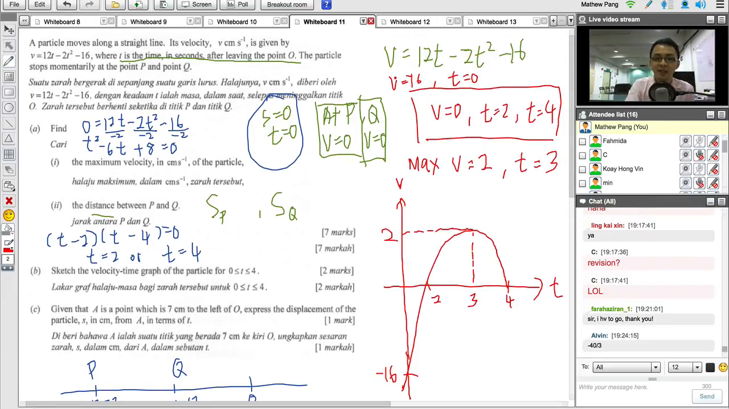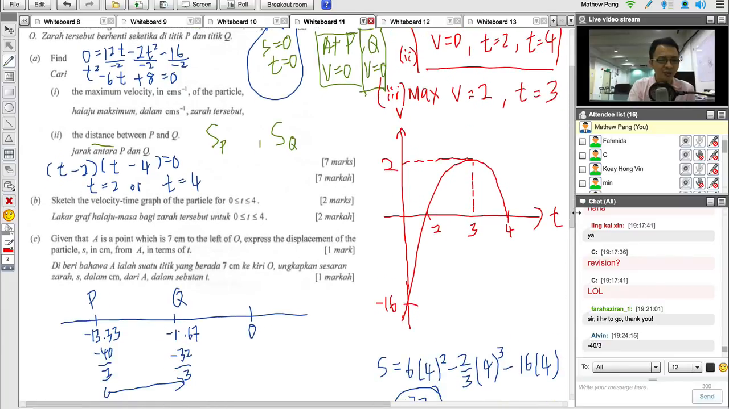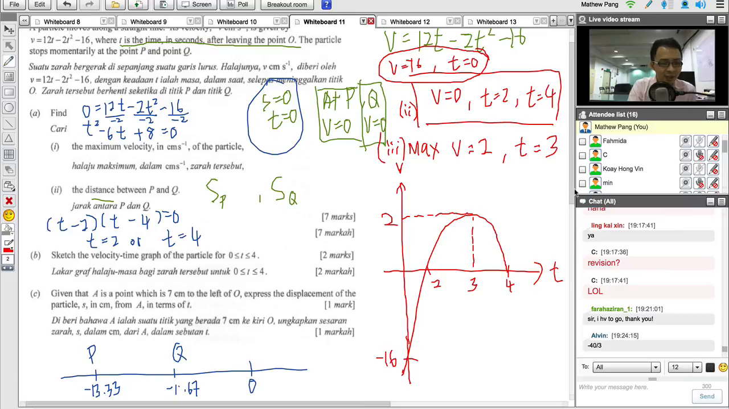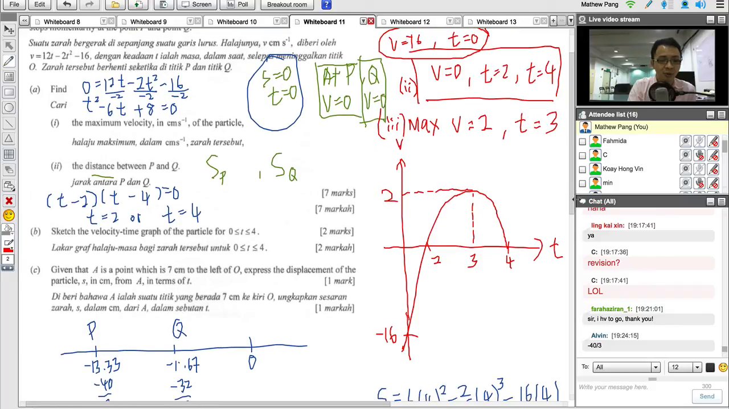So over here, actually only this combination of information I find myself, because for the second part and the third part, I got it from my previous question already. This is how we sketch the velocity time graph for the first 4 seconds. I hope it might help you a bit. And then the last one, only 1 mark. Given that A is a point which is 7 centimeters to the left of O, express the displacement of S in centimeters from A in terms of t.